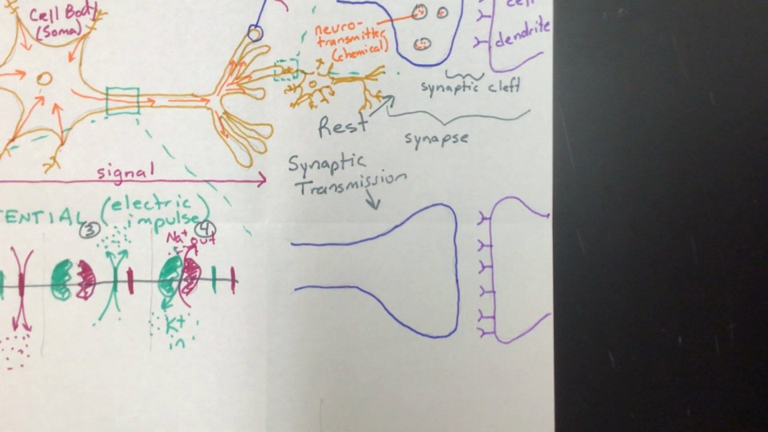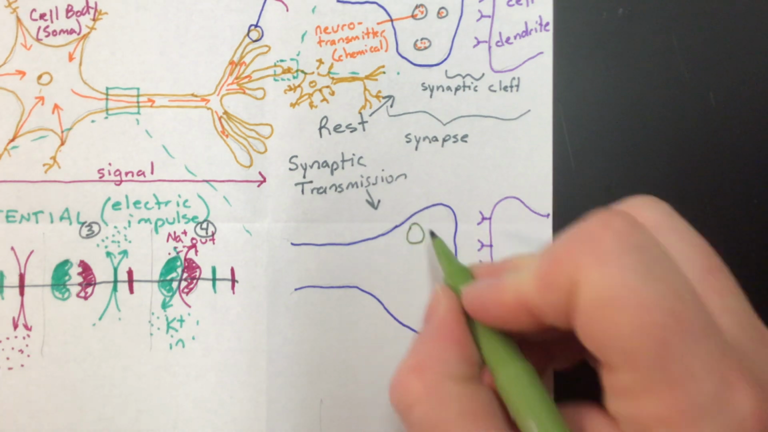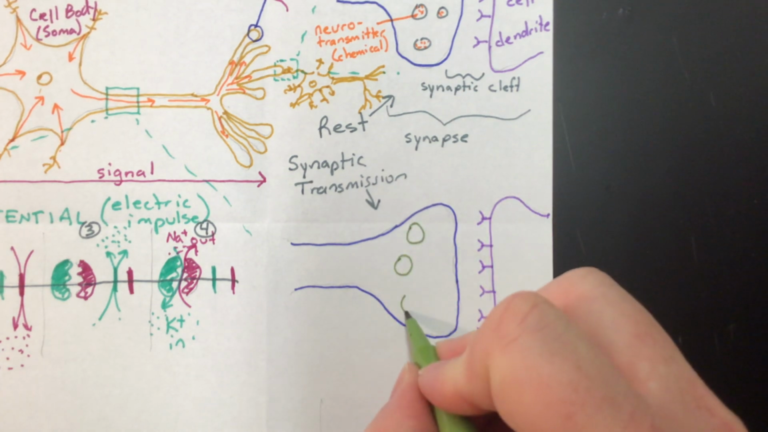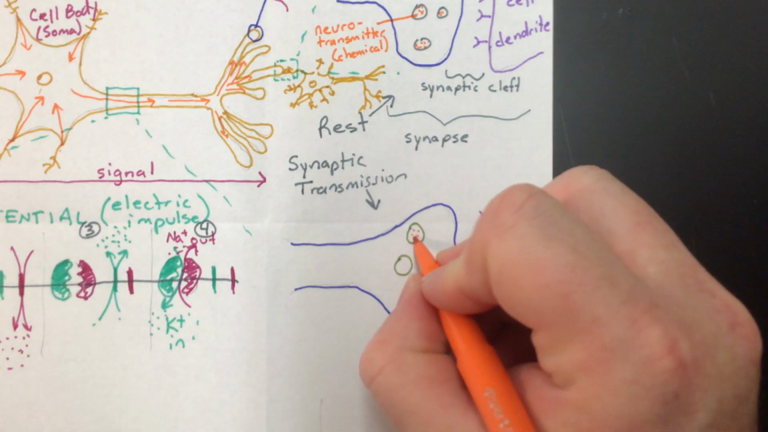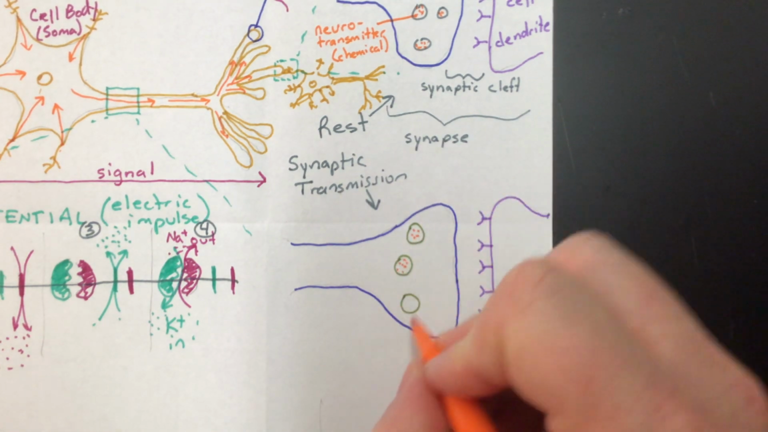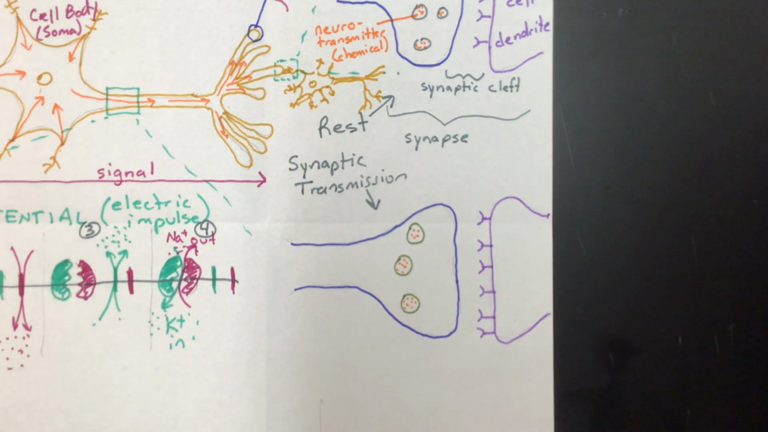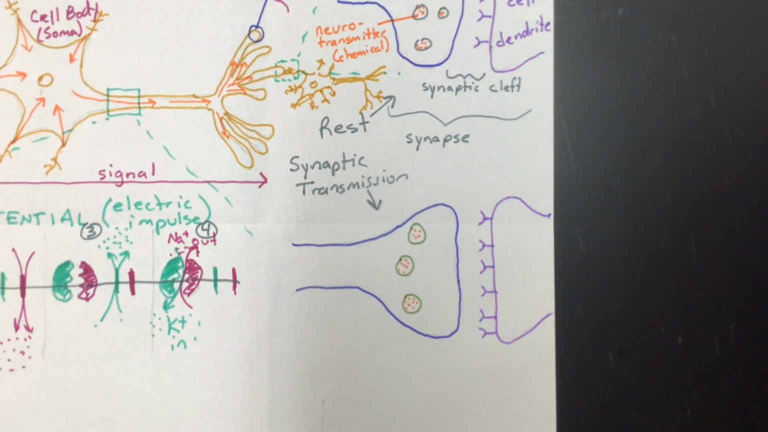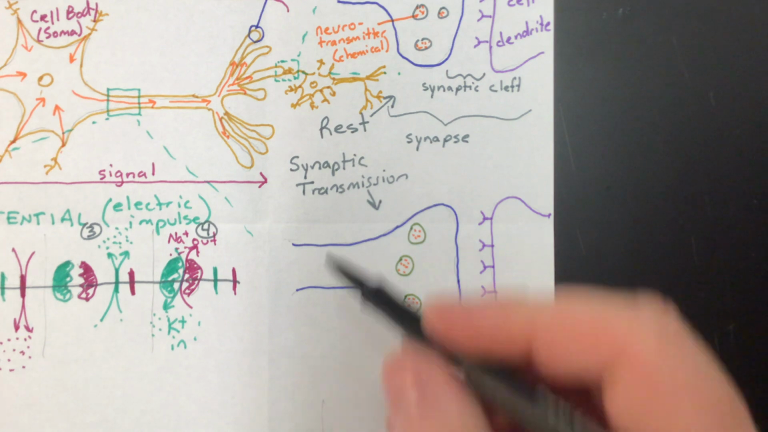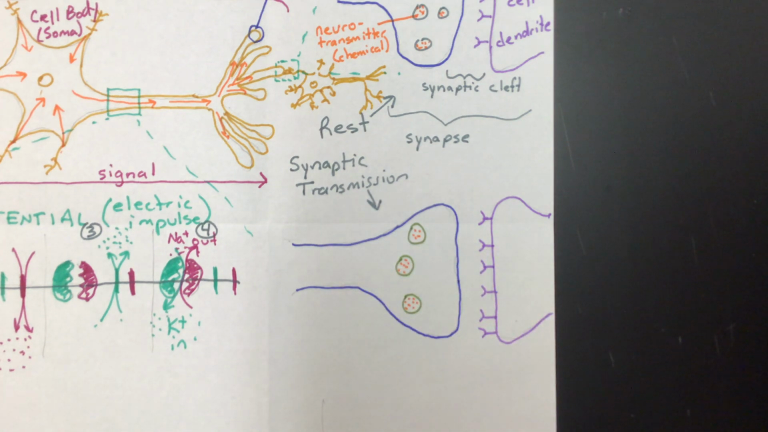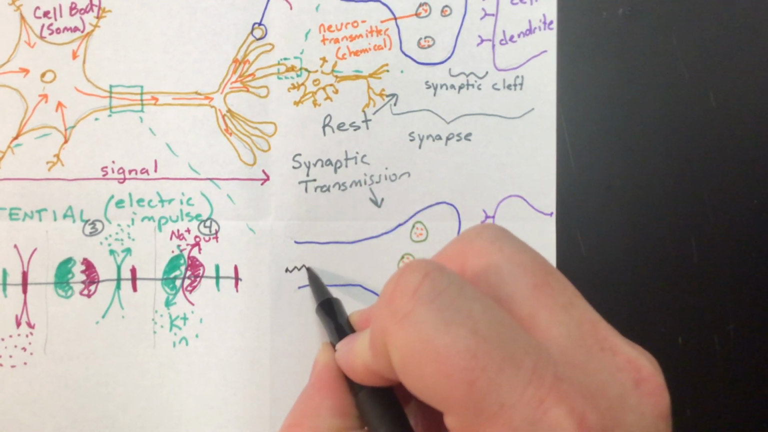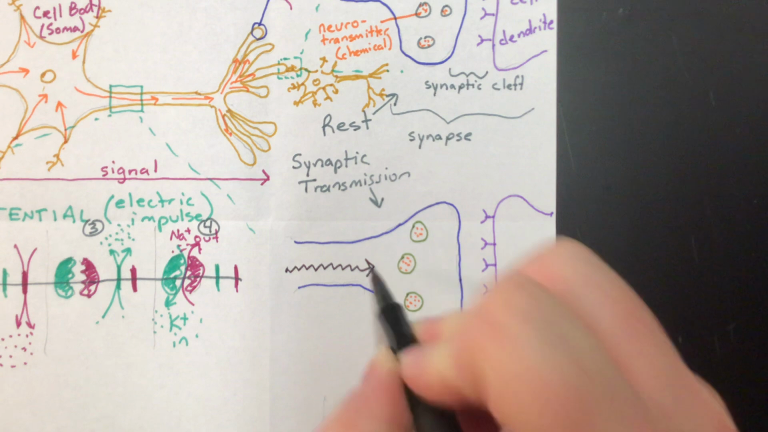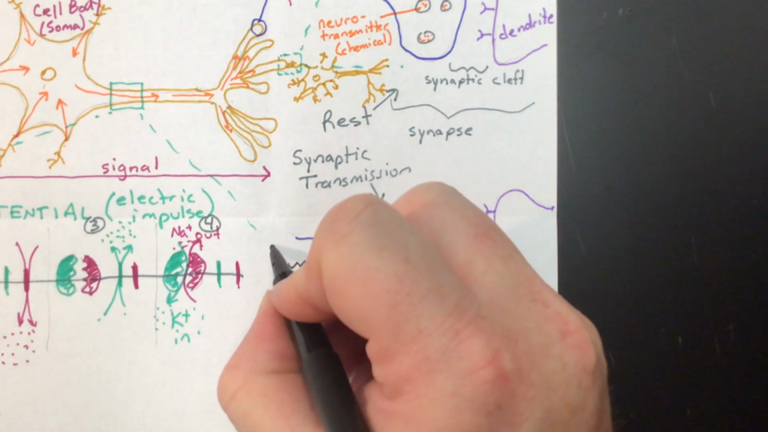Our presynaptic cell has these beautiful synaptic vesicles, and those synaptic vesicles are filled up with neurotransmitter chemicals. All right, so what happens here? Well, step one of synaptic transmission is that the action potential has to come down this axon and get to the end. So let's write that in.